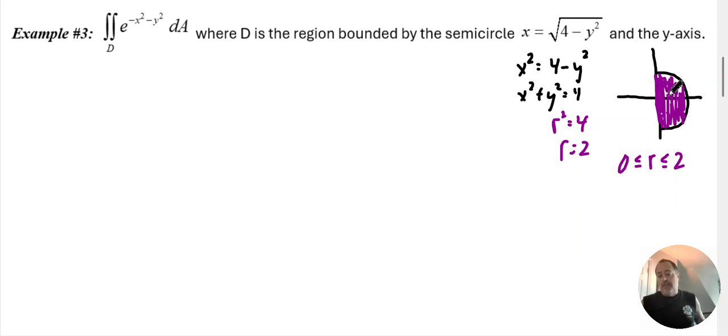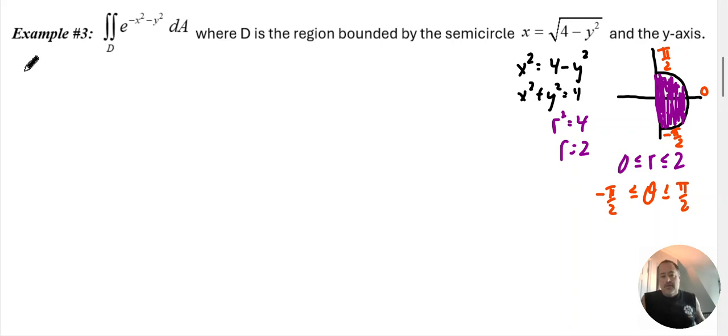Then we're going to look at theta. So you can look at the fact that this is 0, and this is pi over 2, and this is actually negative pi over 2. So the more common thing to do here is actually just say that our region for theta is going to be from negative pi over 2 to pi over 2.